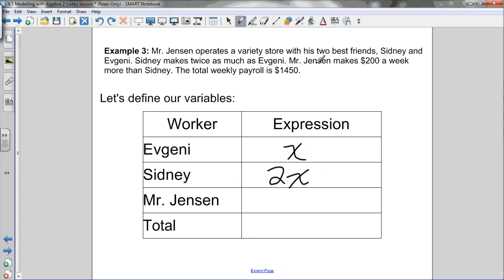And then it says, I make $200 a week more than Sydney. So I make what Sydney makes plus 200. So 2x plus 200. And it tells me that the total payroll for the store is $1,450. So the total is $1,450.